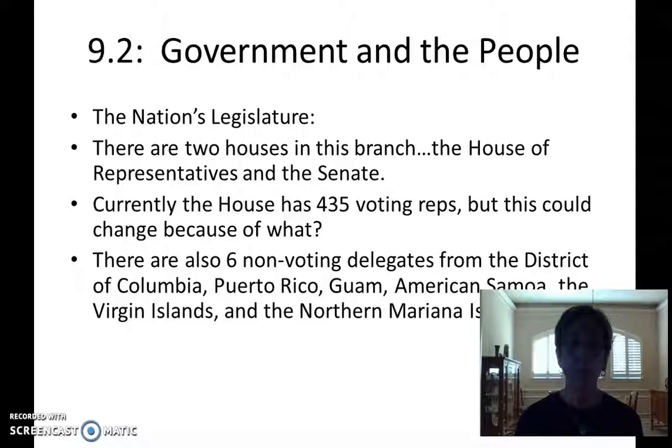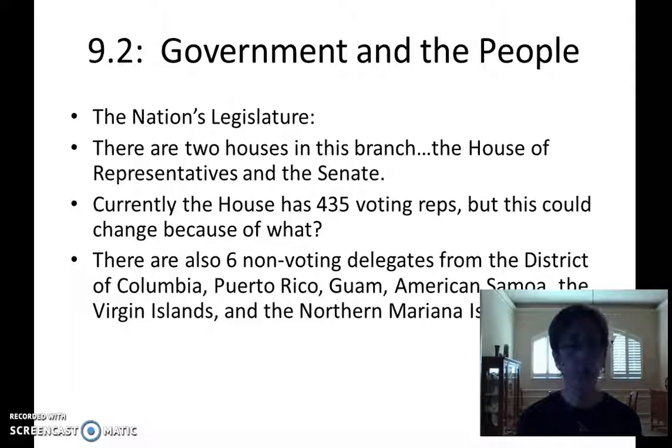At the present time, our House of Representatives has 435 voting representatives. But that could change because it's based on what? Well, it's based on our population. And every 10 years, we have something called a census where they count all the people. And when they do that, things change. If our population changes very much, then the number of representatives will change. So it could change the next time we have a census.